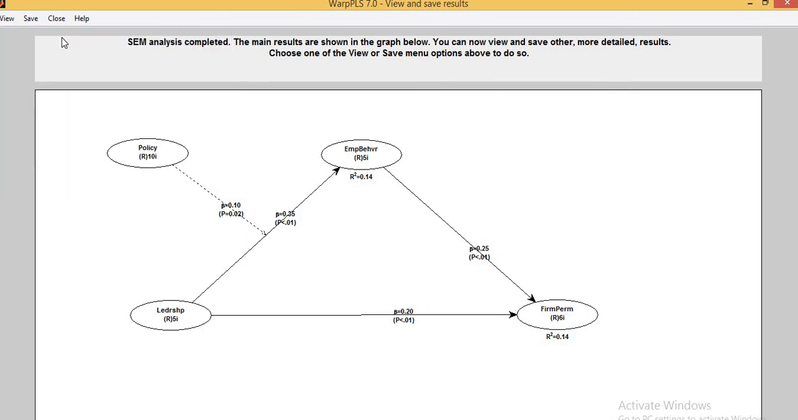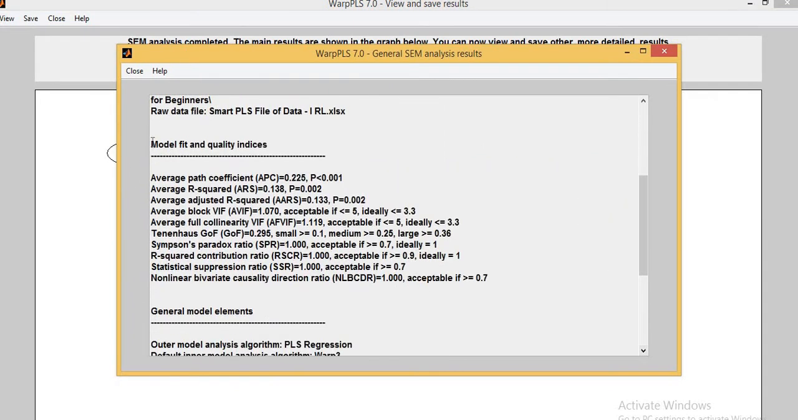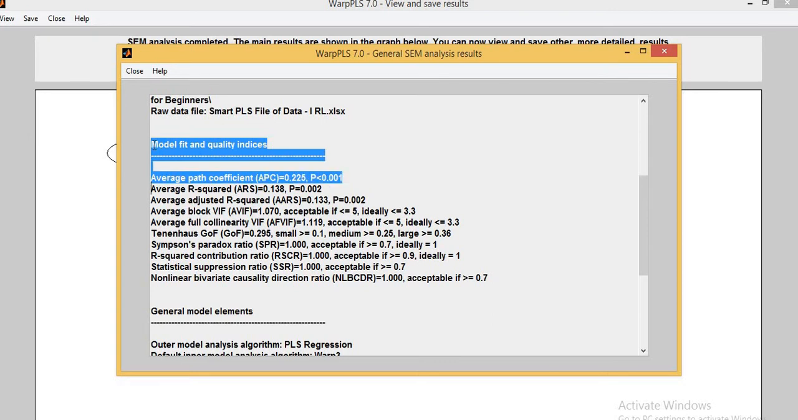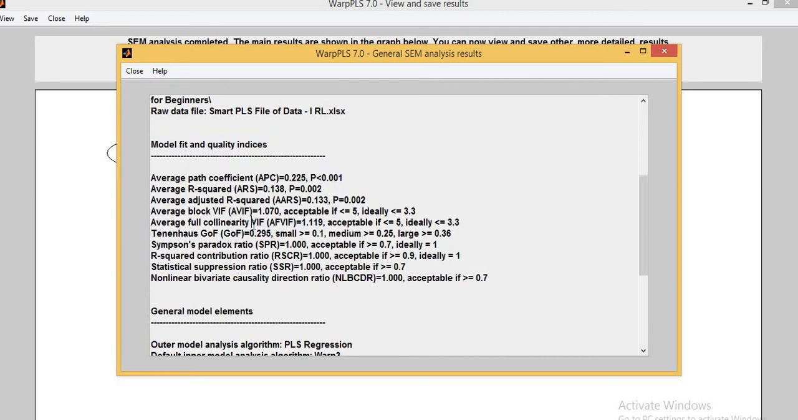Number first, you need to check the model fitness. This is the model fitness in PLS software. You need to show the values of APC, average path coefficient, average R square, average adjusted R square, then GOF, then SPR, and then VIF. If these values are acceptable as the acceptance level is mentioned in the software, so your model is fit.